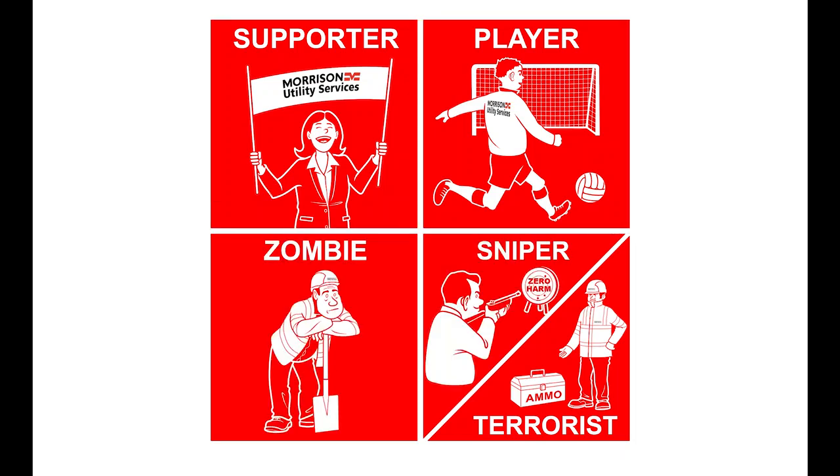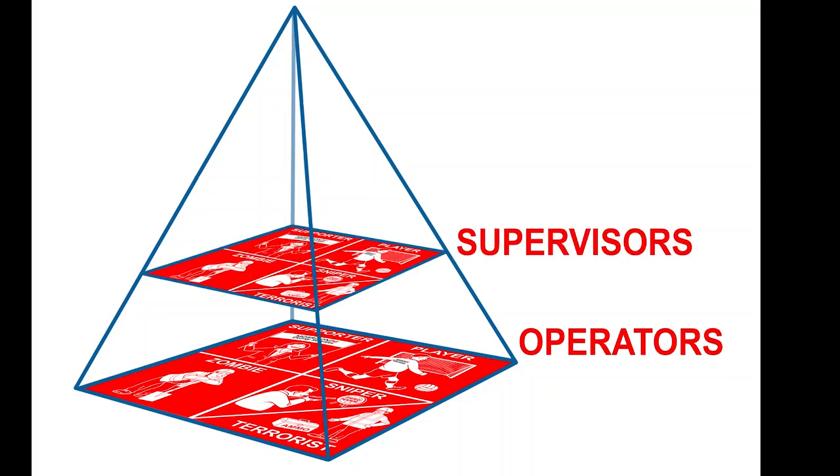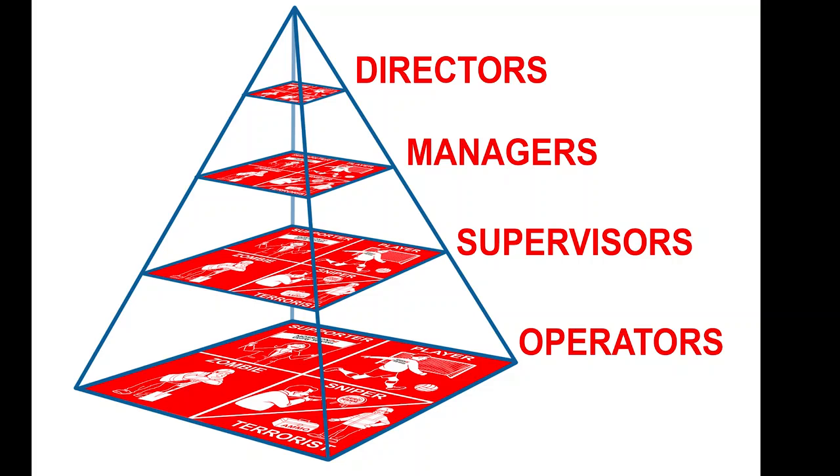So now we understand people's behaviours within our culture. Let's take that model, lay it on its side and make it 3D. Kind of like a pyramid, the pyramid of our management structure. And consider what happens when we have players, supporters, zombies, snipers and terrorists at every single layer. Because we recognise we've got it at operator layer, but imagine what happens if we've got a supervisor who's maybe below the line, or worse, a manager or leader who's a zombie, sniper or terrorist.